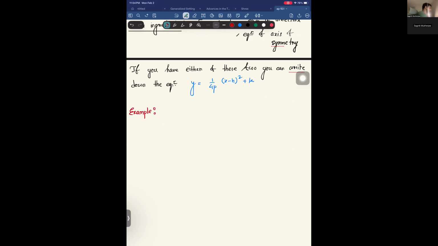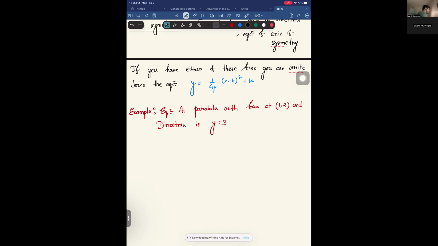So find the equation of a parabola with focus at (1, 2) and the directrix is y equals 3.